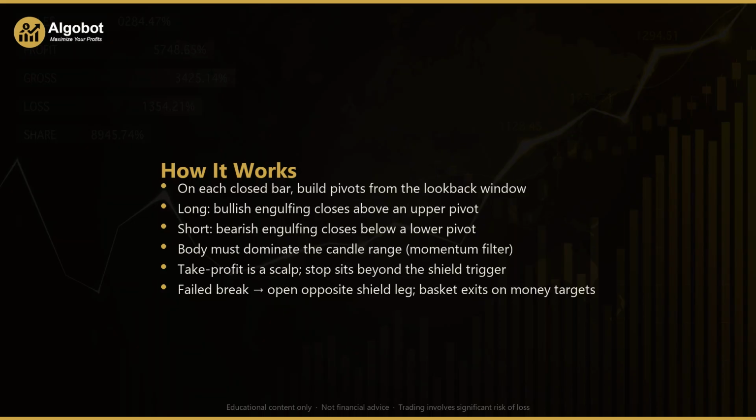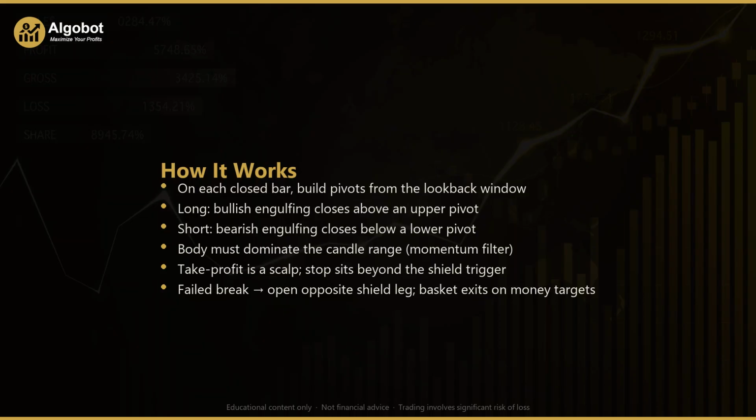Next, it inspects the two most recent closed candles for an engulfing pattern. For a long, the earlier candle must be bearish and the latest candle bullish, with the latest body fully engulfing the earlier body. The strategy also checks that this body is dominant. By default, it must be at least half of the candle's full range, so only a committing momentum candle counts.